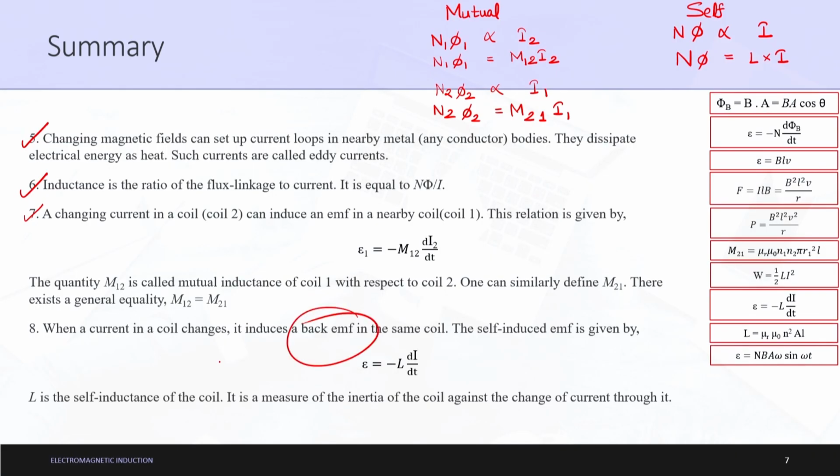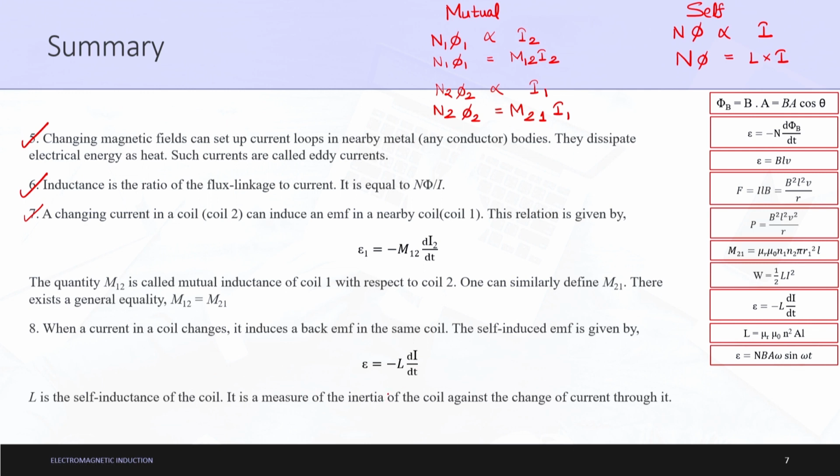Back EMF, I told this concept to you, that the EMF produced in a self coil, when we are talking about self inductance, is called back EMF. This is a simple physics definition, nothing huge behind it. So, when a current in a coil changes, it induces a back EMF in the same coil. The self induced EMF is also called back EMF, and it is given by epsilon is equal to minus L di by dt. I think this formula is also given to you here.